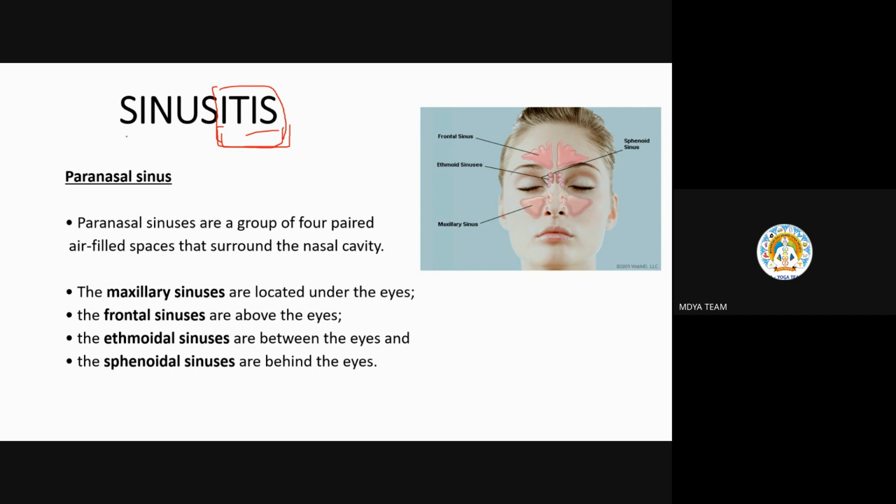So sinus is at the start, and itis means swelling or inflammation. So from the name itself we can understand: inflammation in the sinuses can lead to sinusitis.